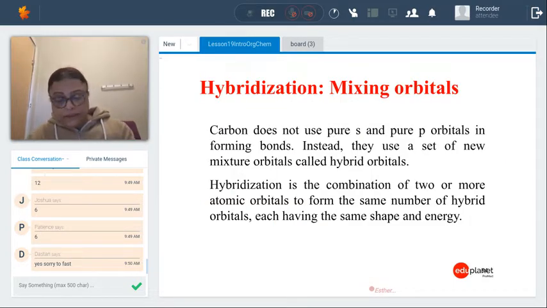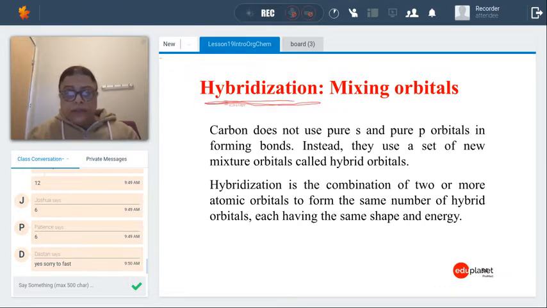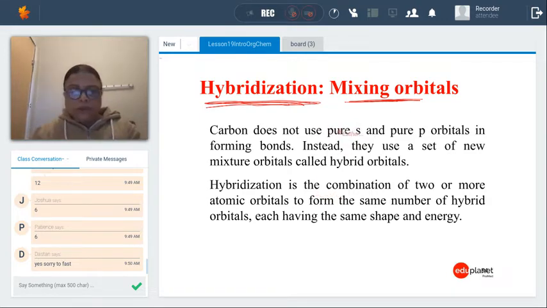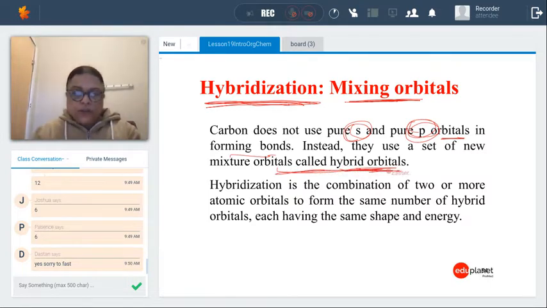And the answer is hybridization. What does it mean? It means mixing orbitals. So when carbon is going to bond, he's not having pure s and pure p orbitals when he's forming bonds. It's hybrid orbitals. What does that mean?